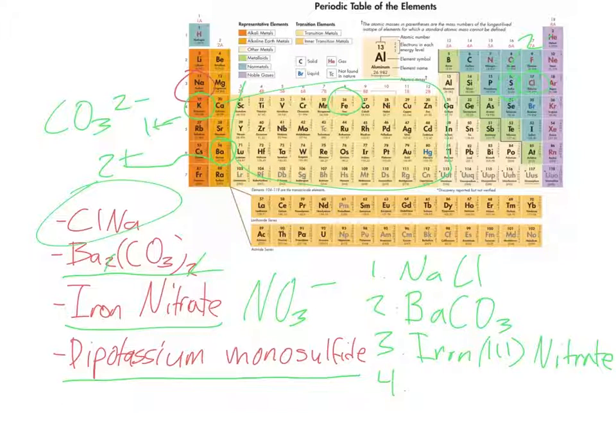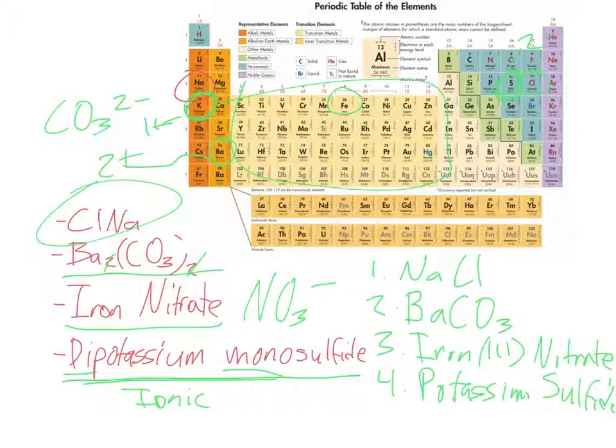Wait, oh wait, no. This is wrong because if you look at potassium and sulfur, potassium is a metal while sulfur is a nonmetal. And since you're binding a metal and a nonmetal, this is actually ionic. And you don't need to write the prefixes mono and di, so it'll just be potassium sulfide. Okay, moving on to the next one.